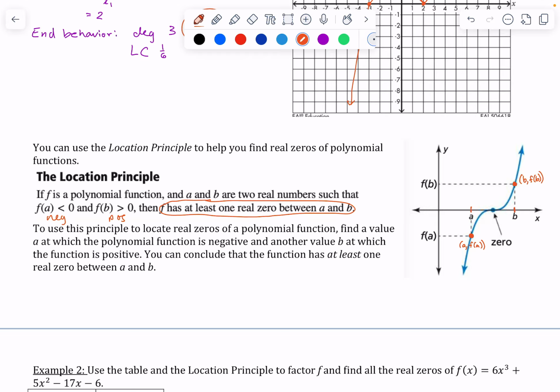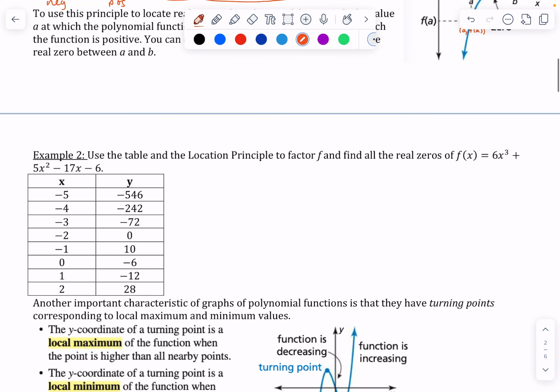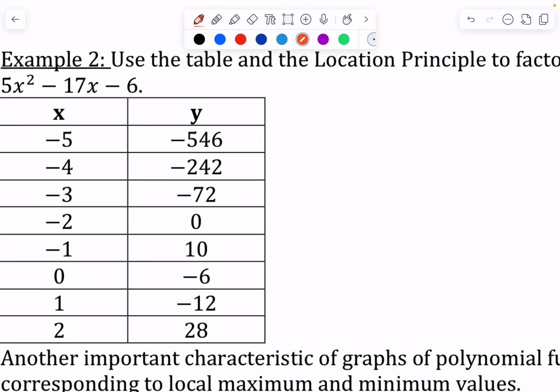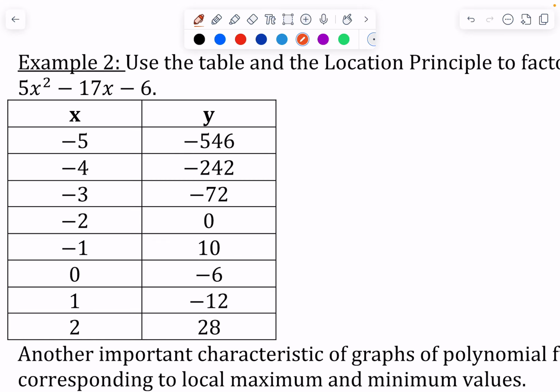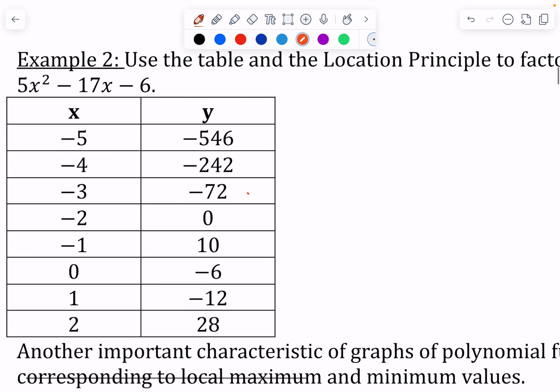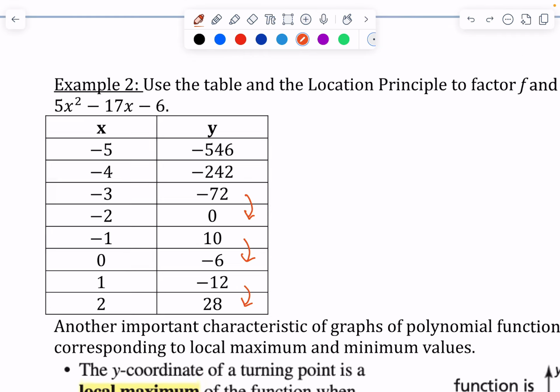Okay, how does this look in an actual problem? Let's look at example 2. Use the table and the location principle to factor f and find all the real zeros of the function. Okay, well remember, there will be a real zero if there's a sign change in my y values. And where do I see a sign change? I see one happening here, and I see one happening here, and here. From negative to positive, from positive to negative, and again from negative to positive. So I'm going to use that information to help me factor this.